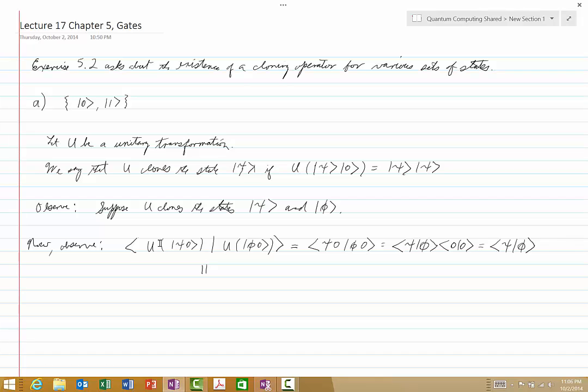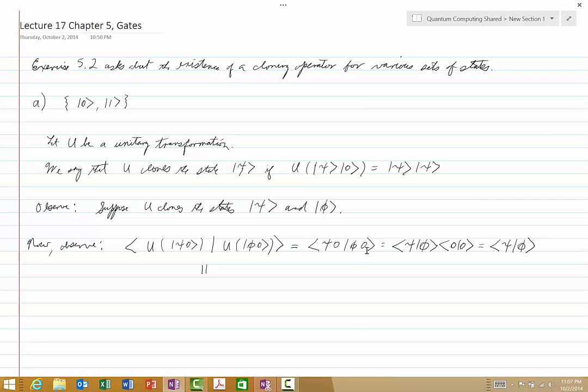Well, because U is a unitary operator, it preserves the inner product. Now what that means is that the inner product of U of psi 0 with U of phi 0, which is what we have here, is simply going to be the inner product of psi 0 with phi 0. That's what we mean when we say that U preserves the inner product. So it is simply because U is unitary that we're able to go from this line to this line.